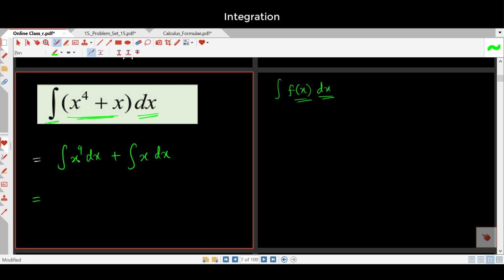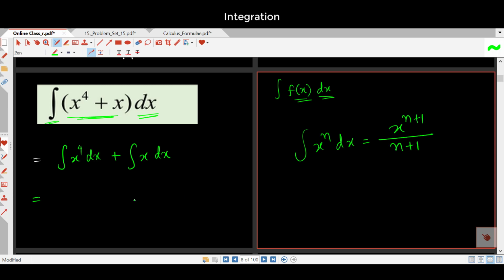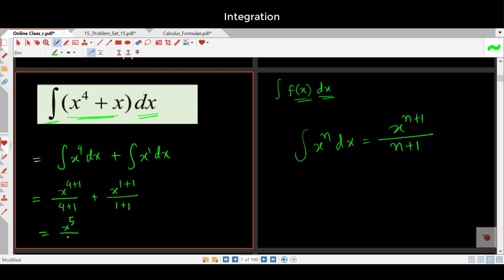So we have the integration of x to the 4. It goes with this formula: the integration of x to the n dx is x power n plus 1 over n plus 1. So the integral of x to the 4 will be x power 4 plus 1 over 4 plus 1. Similarly, for this one we have x power 1, so it can be written as x power 1 plus 1 over 1 plus 1. So the result is x power 5 over 5 plus x power 2 over 2.